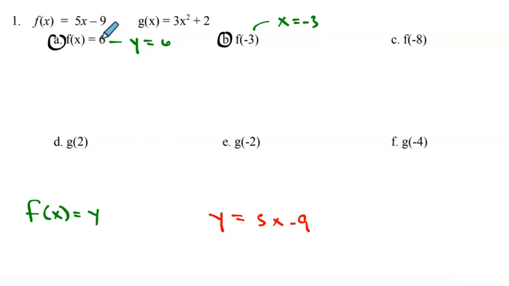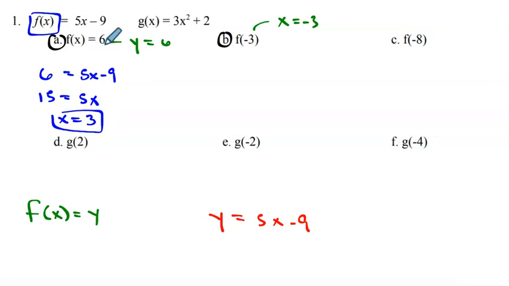So for the first one, f of x equals 6. This entire f of x is going to be replaced with the number 6. So 6 equals 5x minus 9. Add 9 to both sides. 15 equals 5x. X equals 3. So in this one, when y is 6, what is x? X is 3. F of negative 3 means x is equal to negative 3.